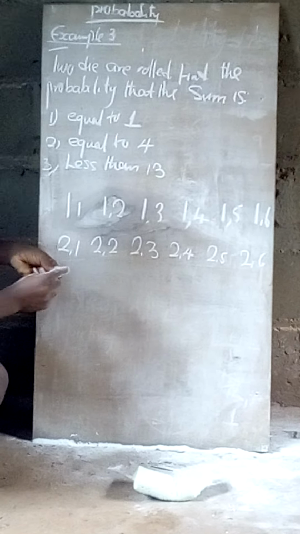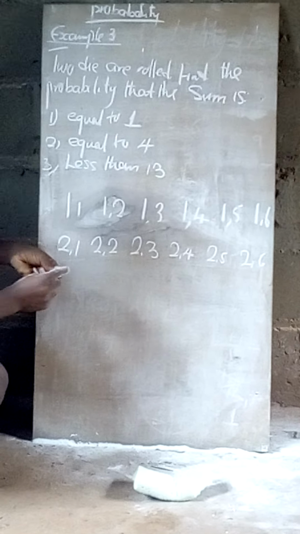6, right? Move to 4. 4,1. 4,2. 4,3. 4,4. 4,5. And what? 4, what? 6, right? Move to the next one.